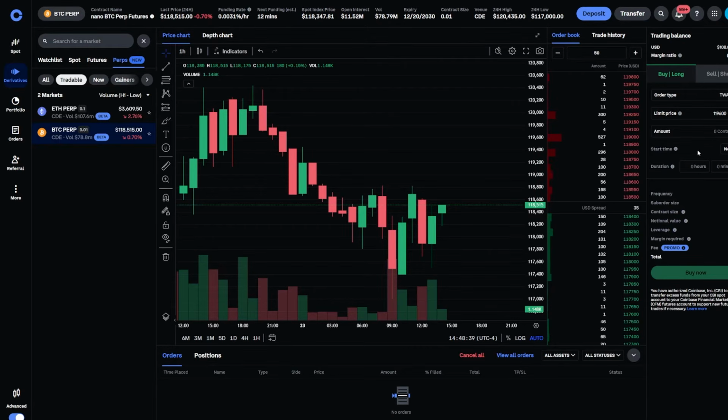And typically, for the average investor, for the average trader, you're not going to ever need to use this unless you are a whale and you're trading a lot of money.